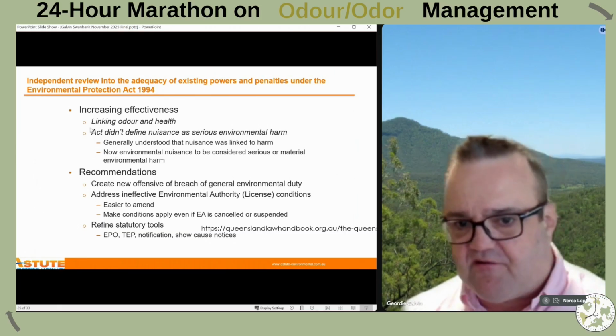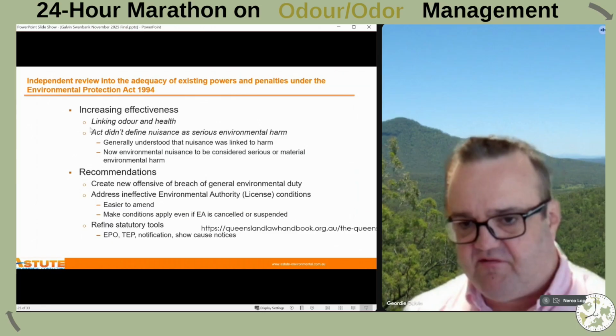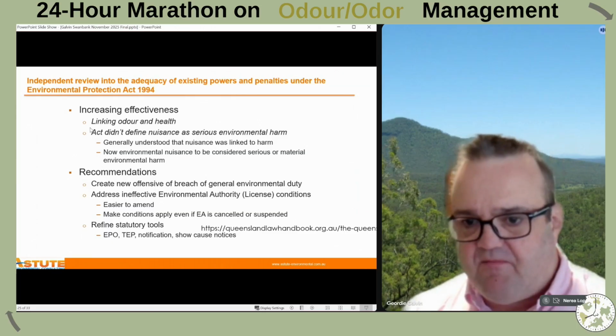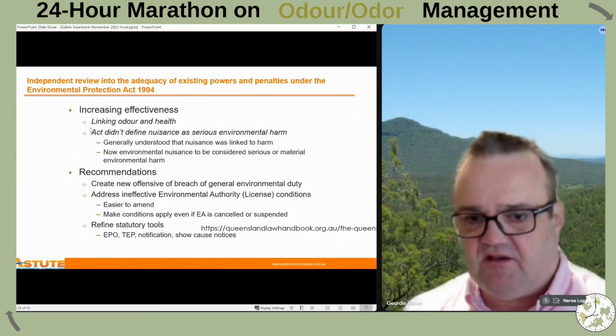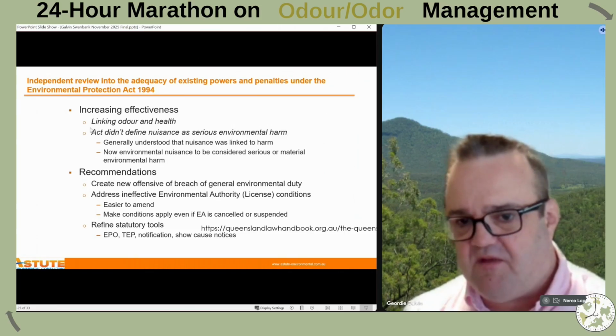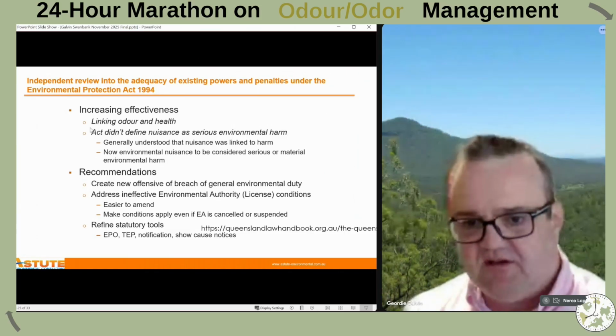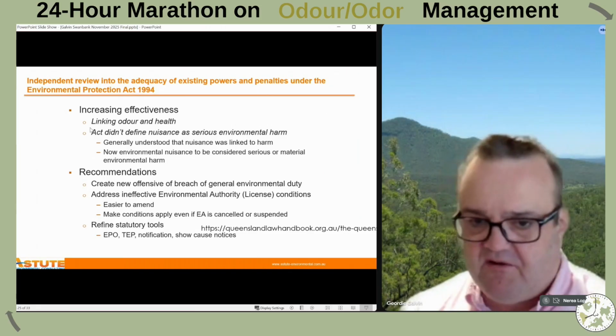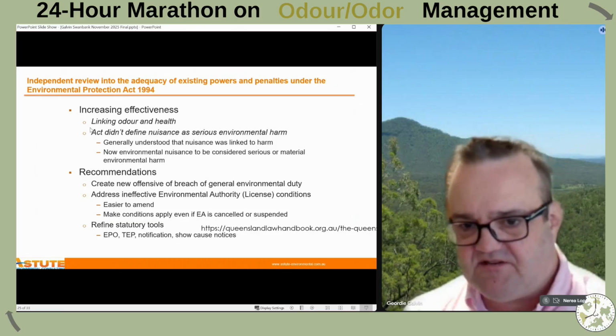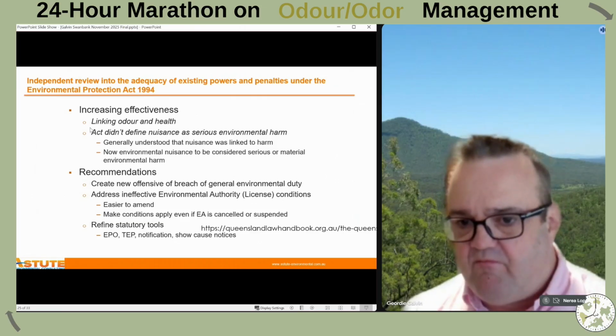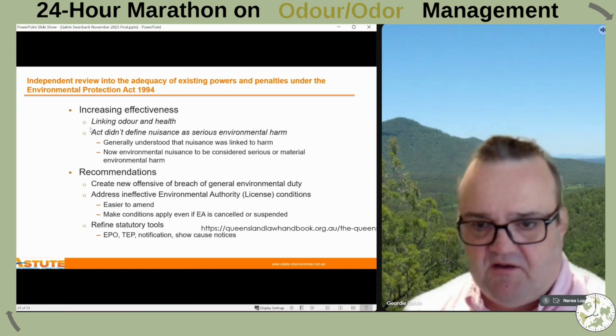There was a recommendation to create a new offence of breach of the general environmental duty. There were recommendations to make environmental authorities easier to amend if a site was having issues. And interestingly, they recommended making conditions apply for the EA, which is the environmental licence, was cancelled or suspended, and to refine some of the statutory tools, which we won't go into here.